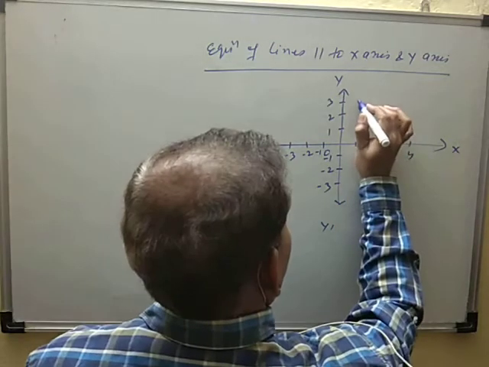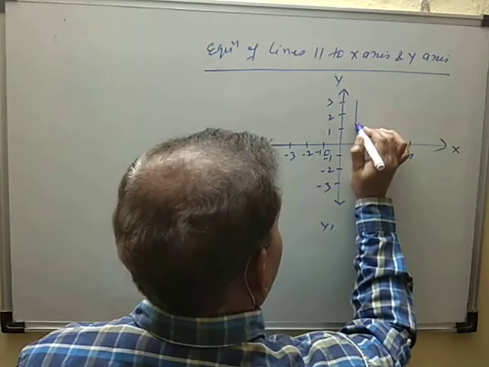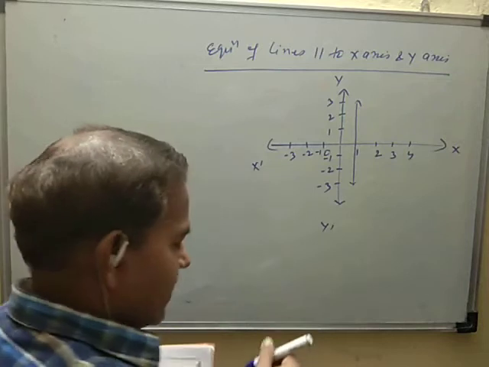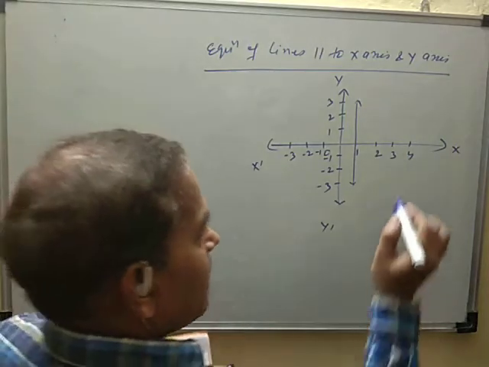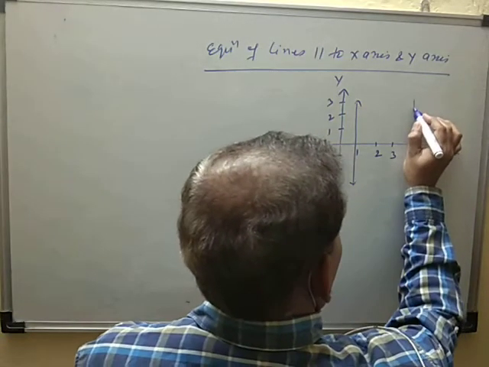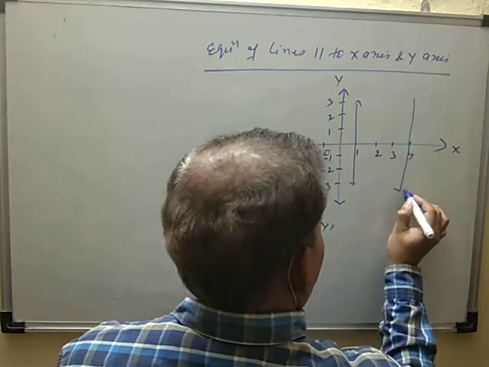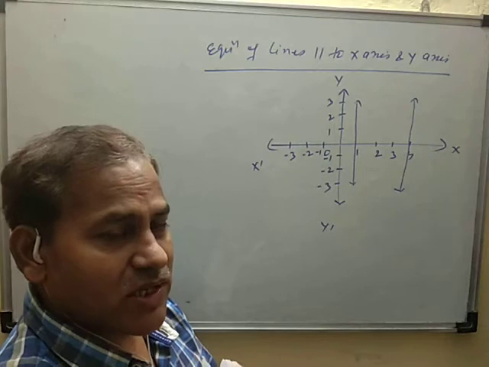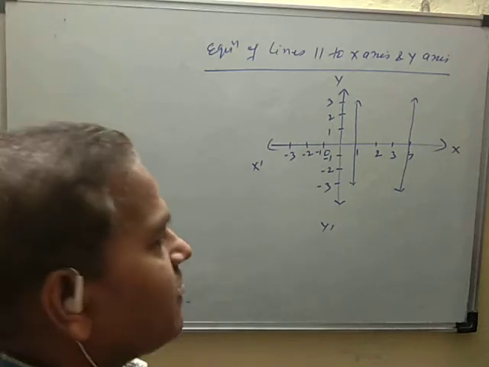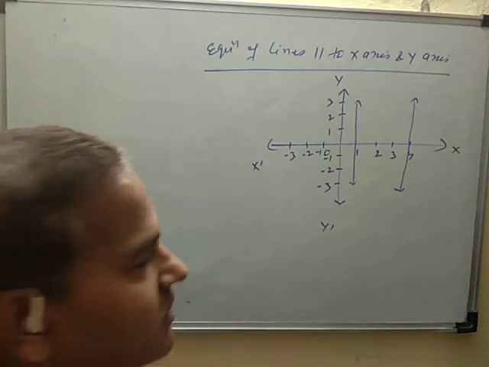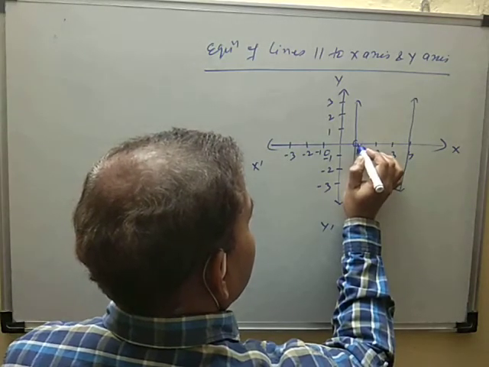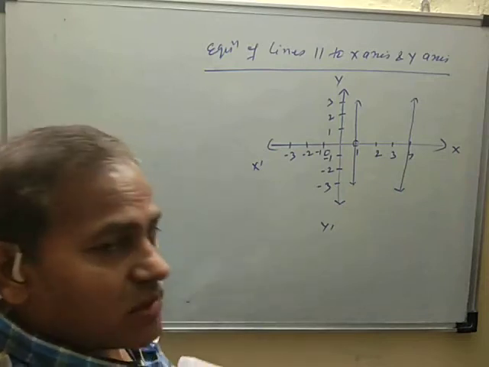So this is a line, this line is parallel to y-axis, this also a line is parallel to y-axis. Now what is the equation of this line? For the equation of this line, what is the value of x at this point? इस पॉइंट पे x की वैल्यू क्या होगा?